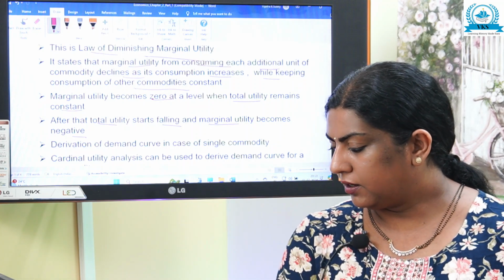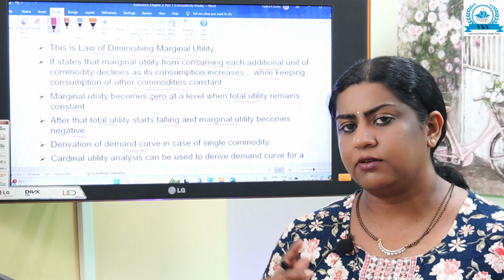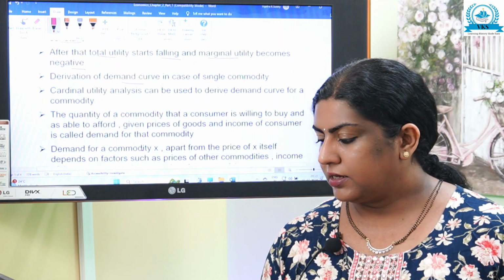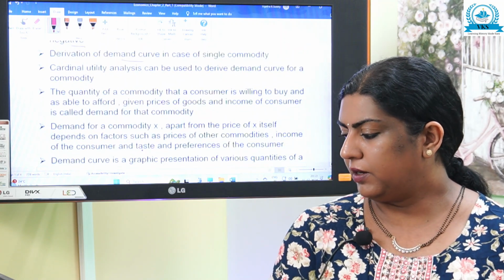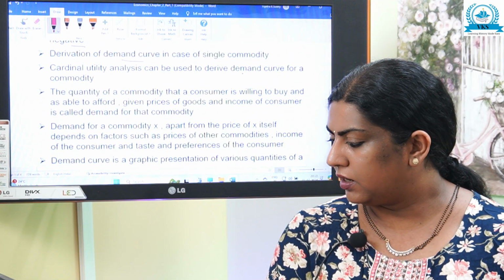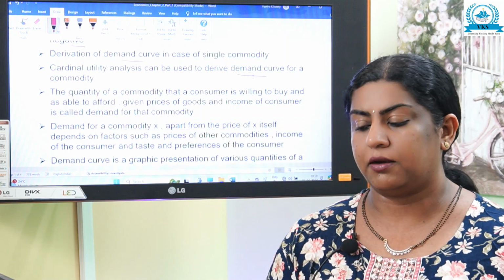Derivation of demand curve in case of a single commodity. So now let us see the demand curve. Cardinal utility analysis can be used to derive the demand curve for a commodity.